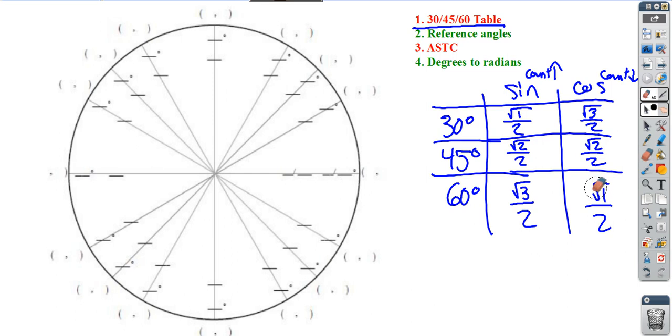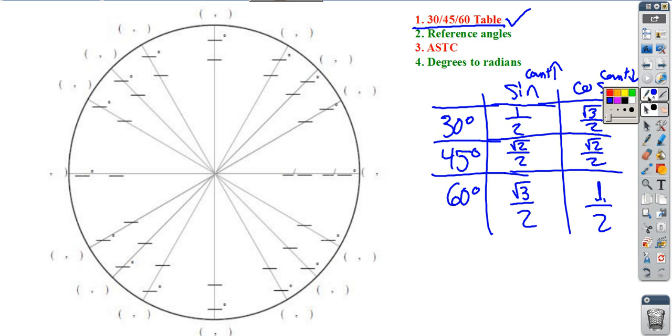Okay, but we don't really need to write square root of 1 because the square root of 1 just equals 1, so we could just replace that with 1. Okay, that's really all you need to remember when it says memorize the 30, 45, 60. If you know that table, if you know that the sines count up, 1, root 2, root 3, cosines count down, root 3, root 2, root 1, if you know that table, you can now fill in that entire circle that you see right there that's completely blank.